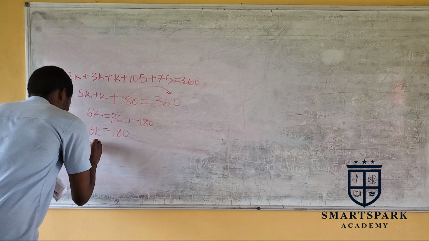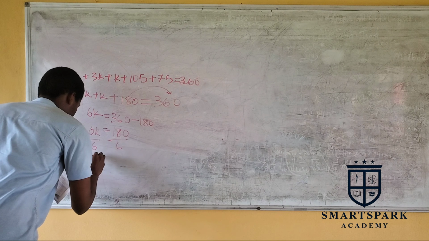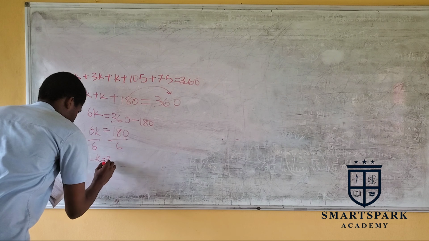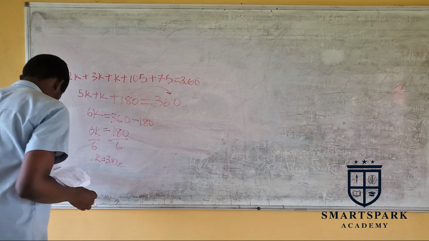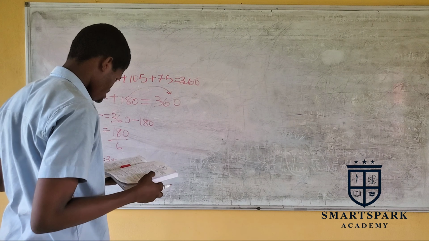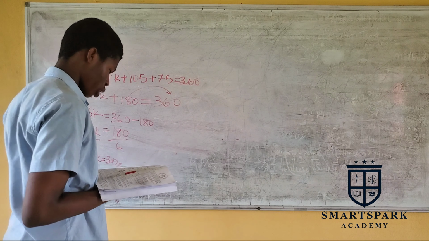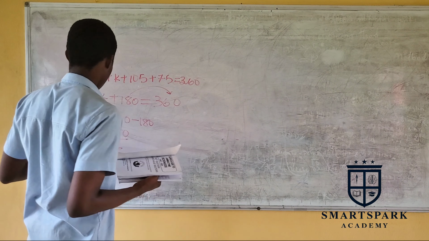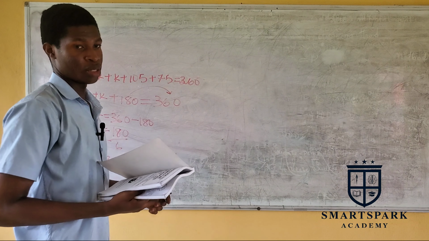So we are going to divide by 6. K is equal to 30. So now we have done that. This is the answer: K is 30 for this expression.